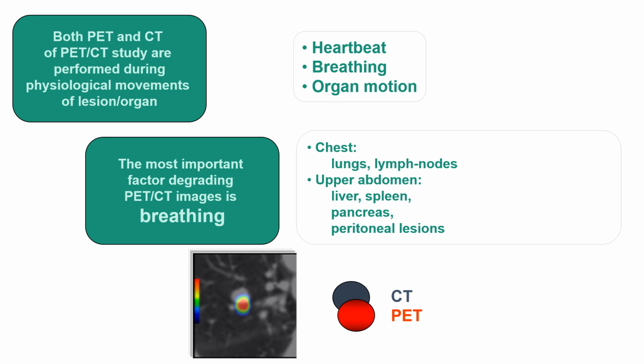Both PET and CT of a PET-CT study are performed during physiological movements of lesions and organs. The movement can be due to heartbeat, breathing, or general organ motion, but the most important factor degrading PET-CT images is breathing, and in particular it has an effect on the chest for lungs and lymph nodes, and in the upper abdomen for liver, spleen, pancreas, and peritoneal lesions.